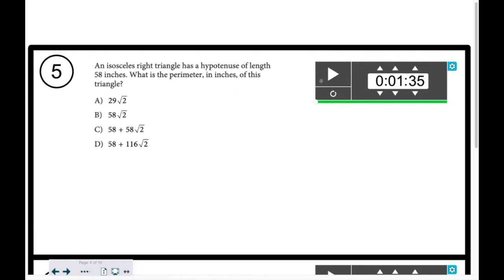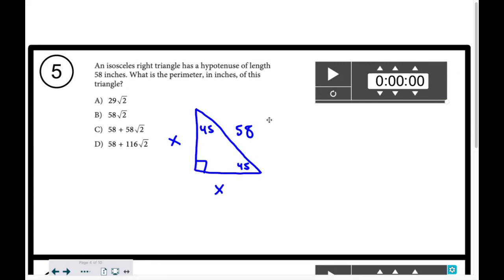So let's take a look at this number 5. And again, I'll give you a minute and a half to try that. Okay, so we have an isosceles right triangle. Hopefully we know that that means that it's a 45, 45, 90, and the hypotenuse is 58. And also on the reference sheet, they're going to tell you that the sides of a special right triangle, 45, 45, 90, is x root 2. So really simply, we just need to set these equal to each other.